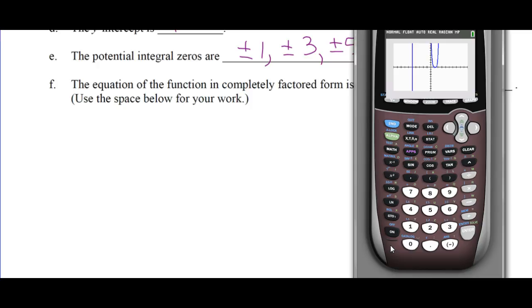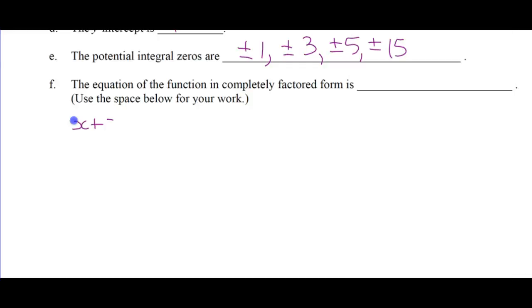So we're not seeing the 15 y-intercept, but we could see that 1, 2, 3, 4, 5 looks like negative 5, right? Okay. So if it's negative 5, what am I going to divide by? Divide by x plus 5.